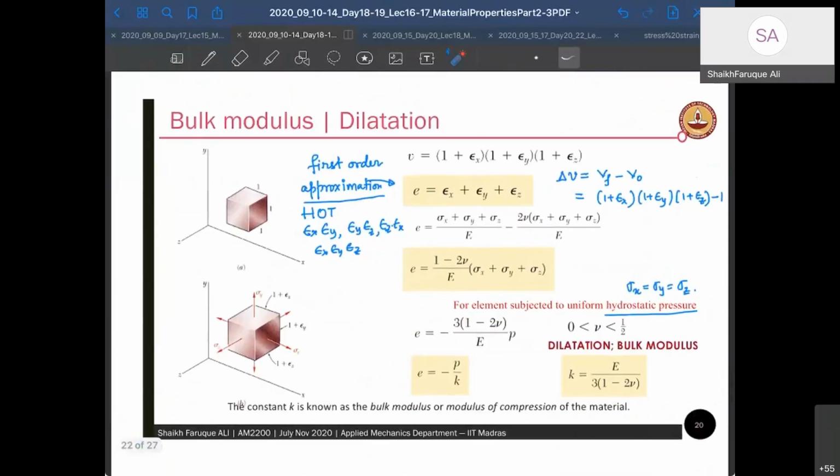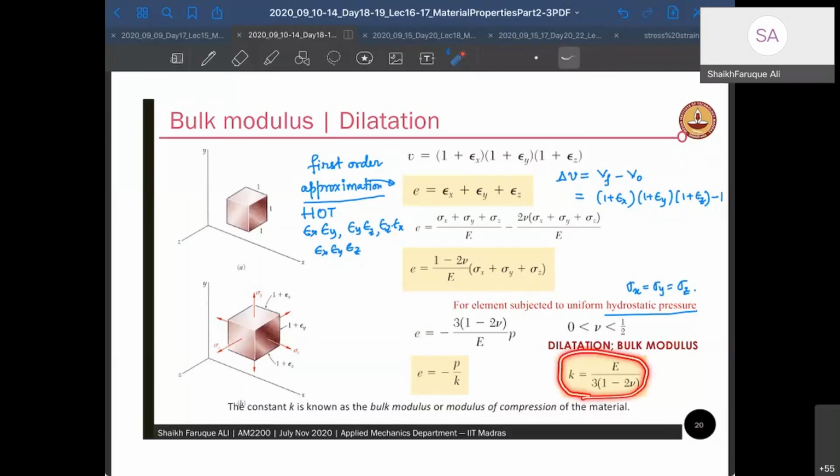Another important part is bulk modulus. We also call it dilatation, which is approximated as the change in the whole volume of the material because of the loading that is given, and it is calculated as epsilon x plus epsilon y plus epsilon z. The change in volume is given by the volume after deformation and the volume before deformation. If you have a unit volume before, then you can calculate it like that, and then if you do something, you get that your bulk modulus K is given by the formula E into 3 (1 minus 2 nu).